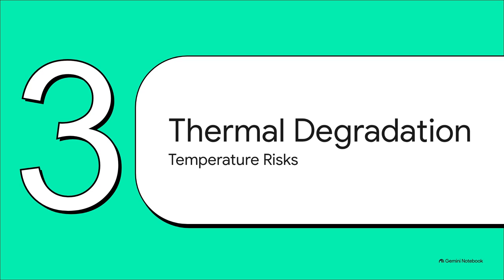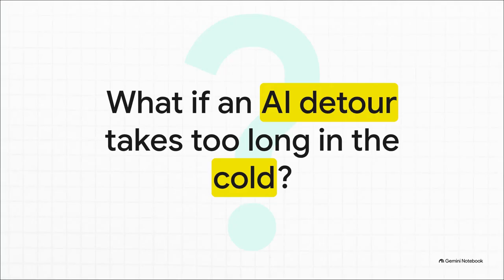Section 3. Risk 1. Thermal degradation. Let's see what actually happens when the clock is ticking on chemical stability. This isn't just about arriving on time. It's about what physically happens to the product if a detour takes too long, especially in the cold. Let's say a generic AI says, hey, take this scenic mountain bypass. It'll save you 40 minutes of traffic. What the algorithm doesn't realize is that the ambient temperature on that mountain pass is 20 degrees colder.